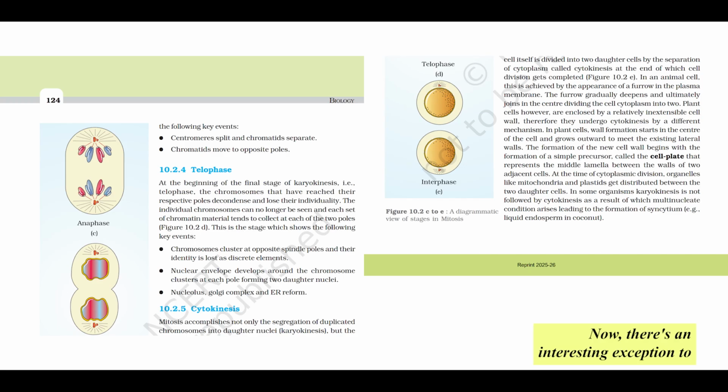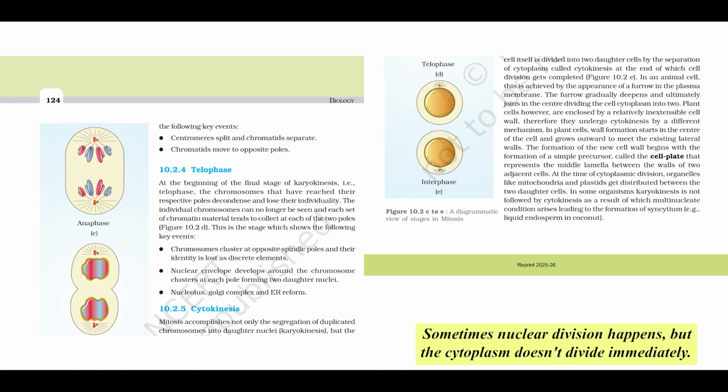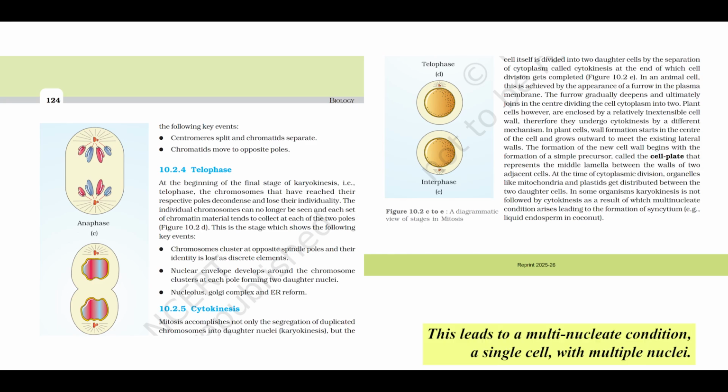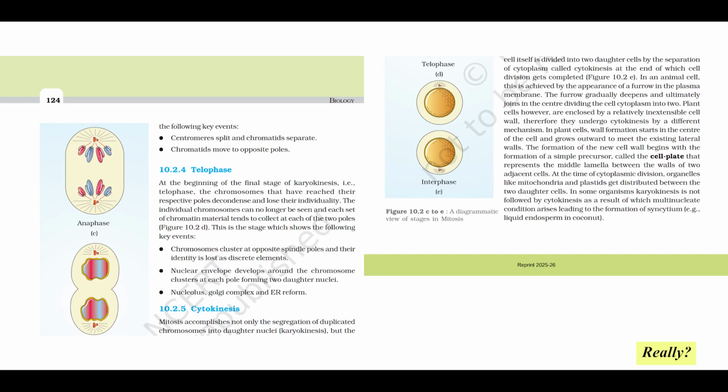Now, there's an interesting exception to cytokinesis always following karyokinesis. Sometimes nuclear division happens, but the cytoplasm doesn't divide immediately. Oh, what happens then? This leads to a multinucleate condition, a single cell with multiple nuclei. This is called a syncytium. Syncytium. Multinucleated cell. Any examples? The classic example often asked in exams is the liquid endosperm in a coconut. That coconut water is basically a giant syncytium. Wow, really? Okay, that's a memorable example.